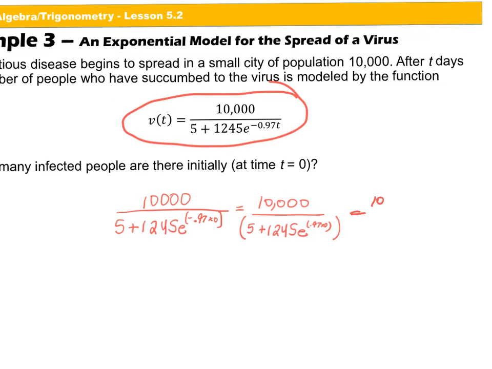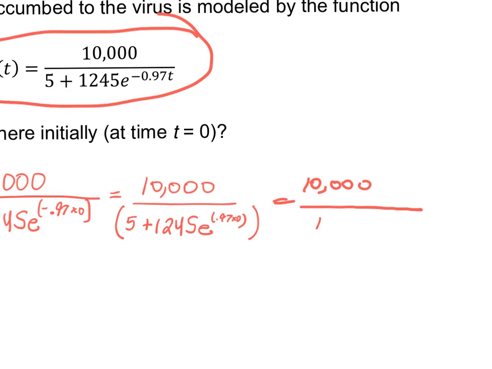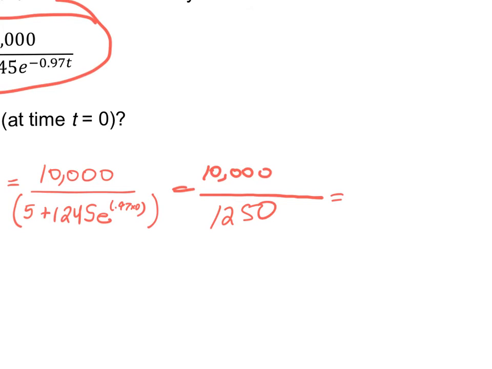So I have 10,000 on top, and then what did you guys get for a value in the denominator? 1250. All right, we got 1250. Now, when you divide 10,000 divided by 1250, what'd you guys get? 10,000 divided by 1250. Come on.